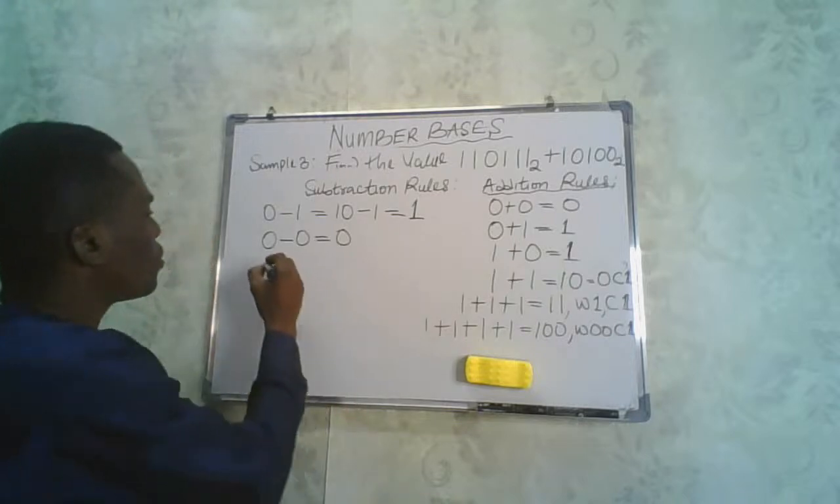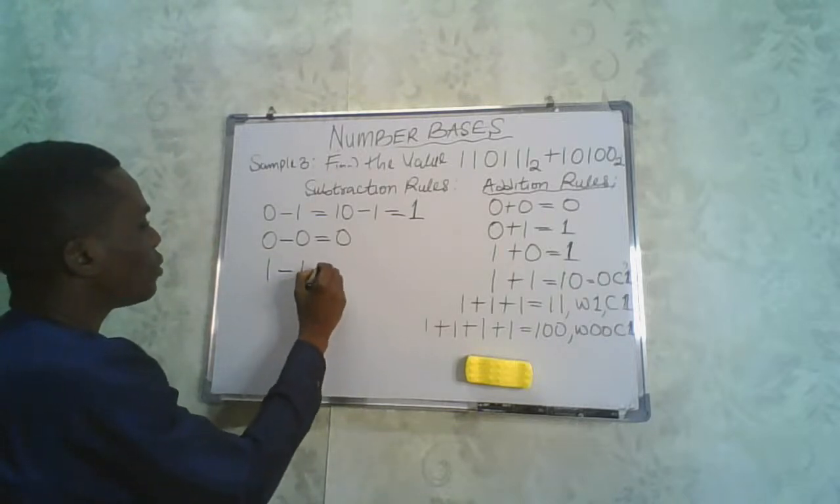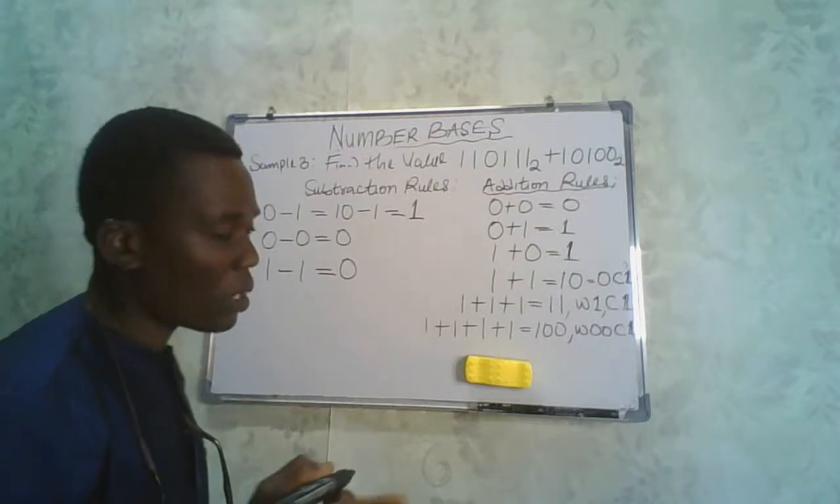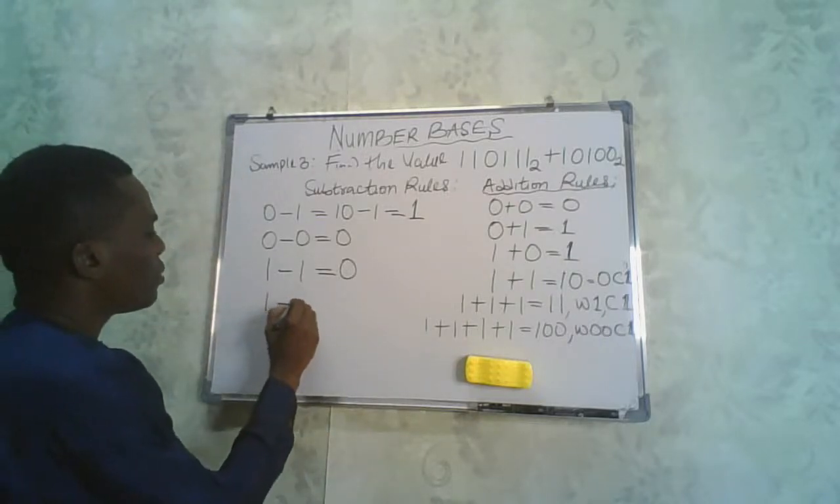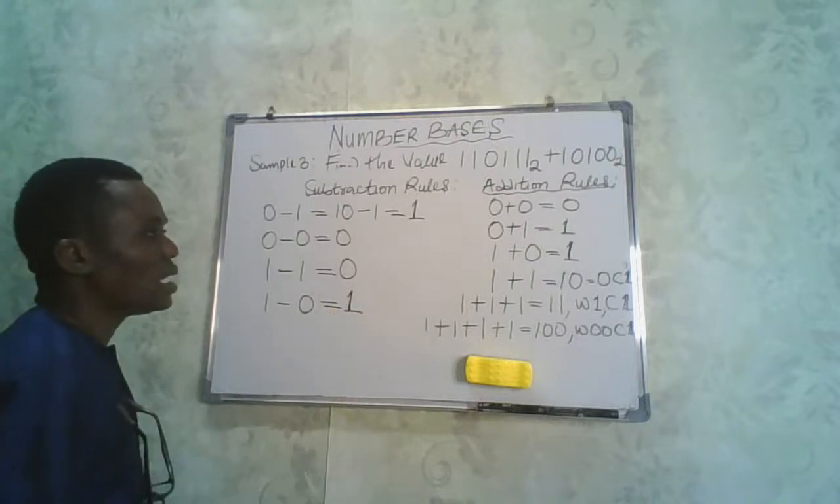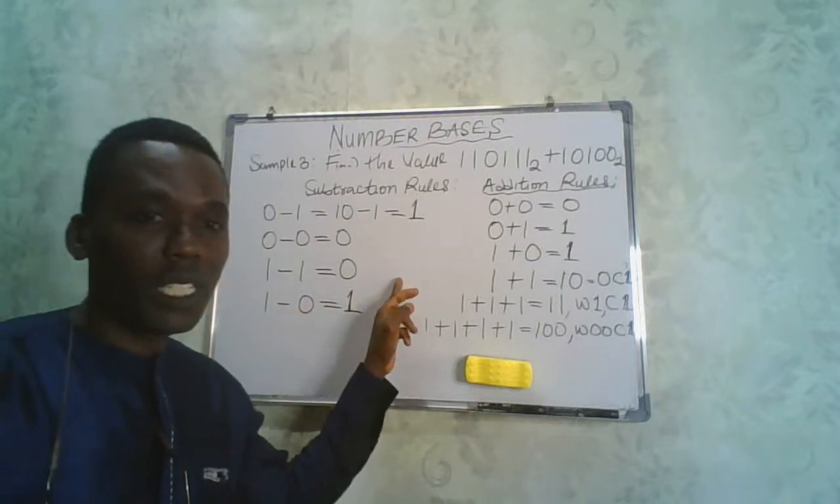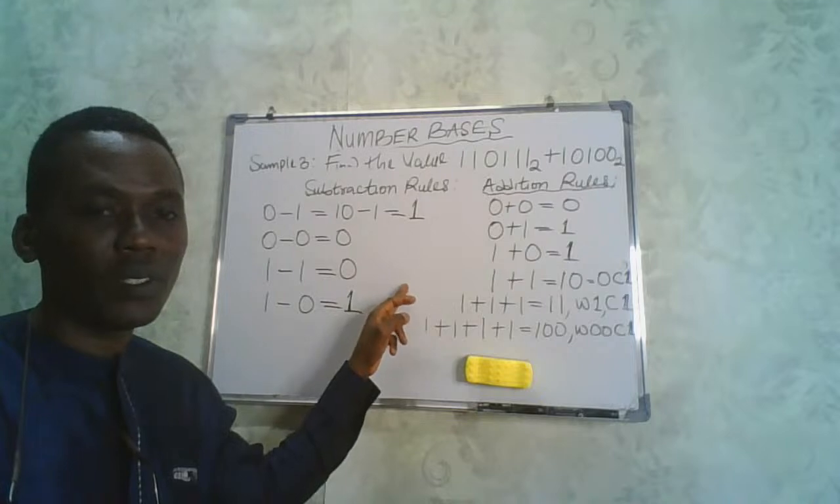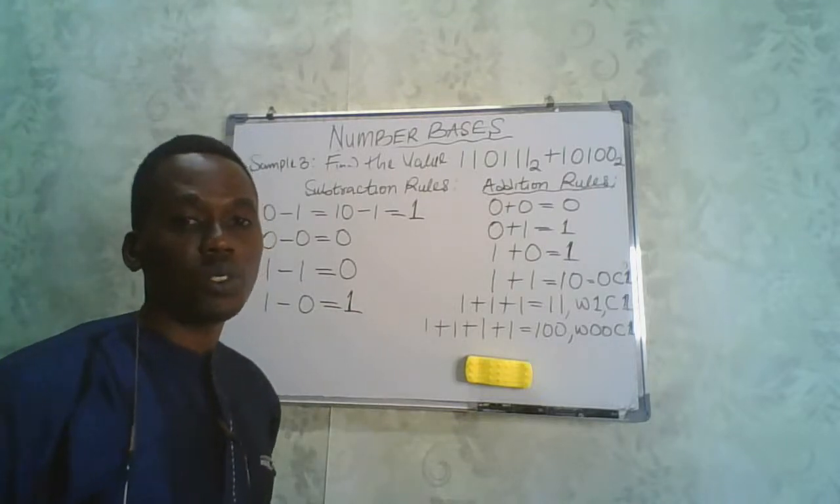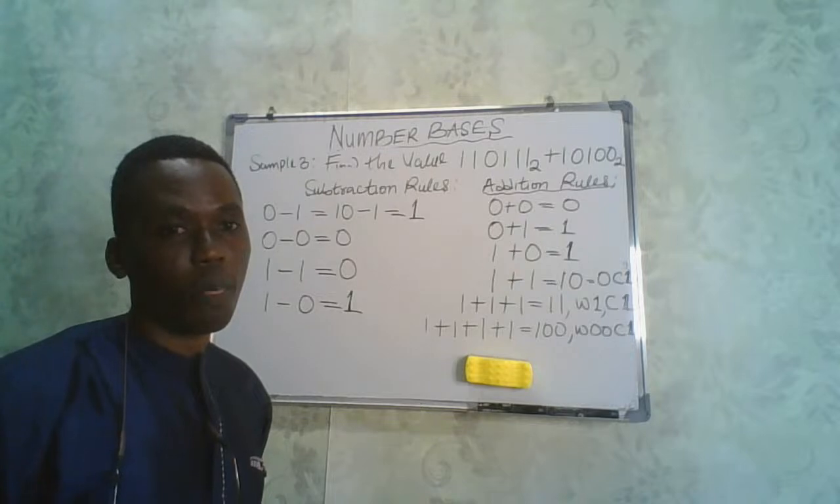Right? Now, when we have 1 minus 1, 1 minus 1 is equal to 0. That is normal. And when we have 1 minus 0, 1 minus 0 is equal to what? 1. So take note of this. It's very, very essential when carrying out operations in addition and subtraction.